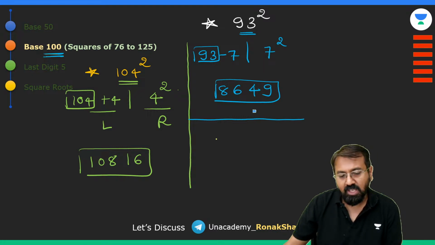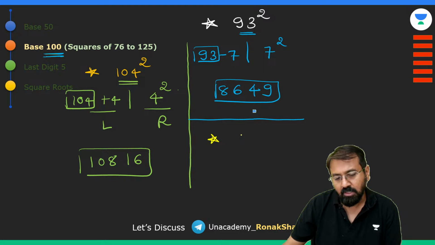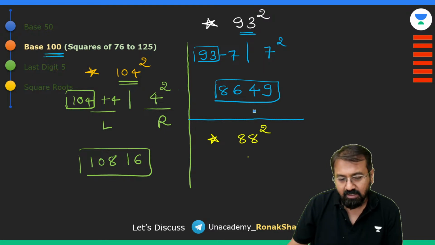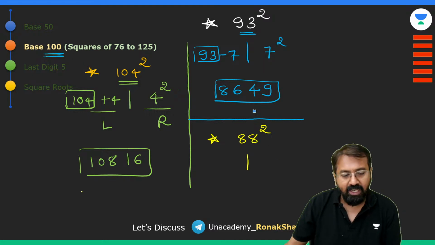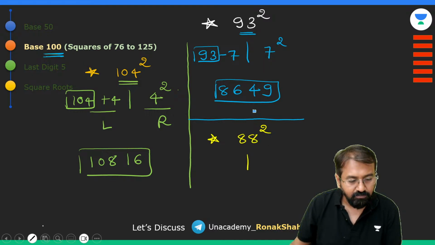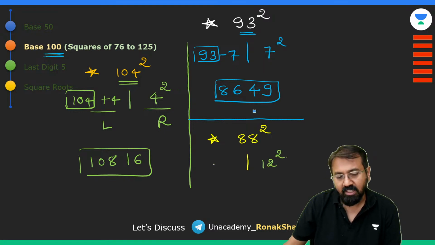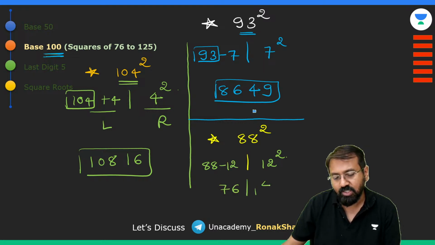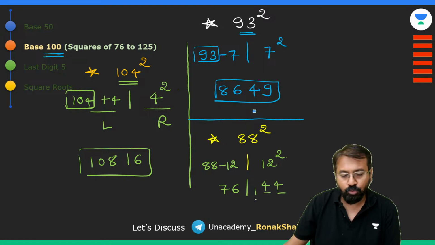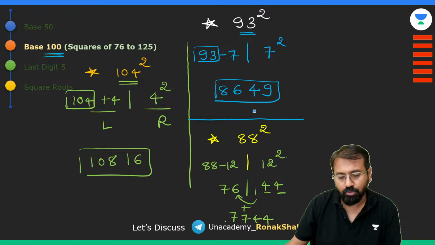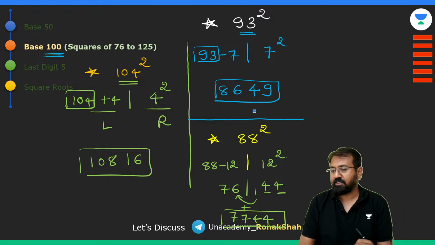Let's take one more example. Guys, suppose I want to find the square of, say, 88. What is 88 square? Compare the number with the base. 88 is 12 less than 100. So the right part will be 12 square and the left part will be 88 minus 12. What is 88 minus 12? 76, and 12 square is 144. So 44 over here, and 1 will be carried over. So it will be 7744. It's going to be 7744.